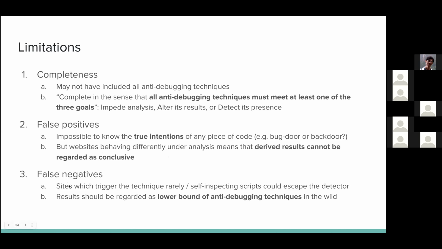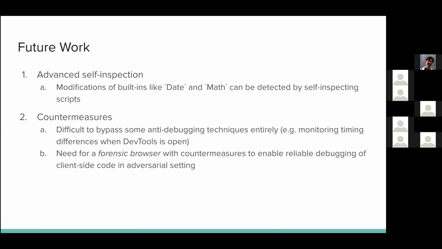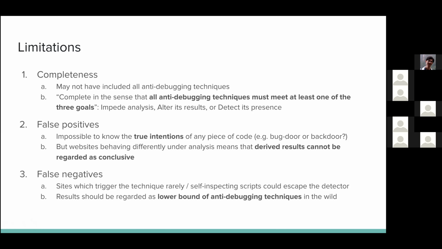There are also false negatives, and sites might escape the detector. So these results need to be regarded as the lower bound of anti-debugging techniques. So there might actually be more out there. I think the first and the second are talking about the same stuff. Right? Similar. Yeah, they are the same stuff. Okay, let's keep going.